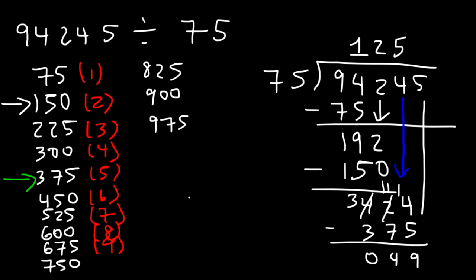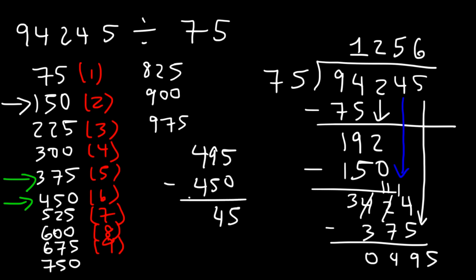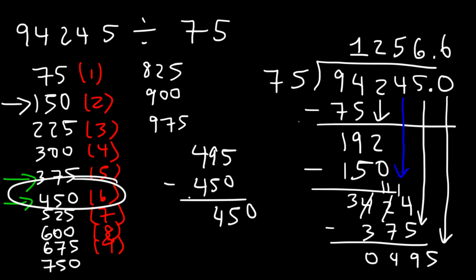Now let's bring down the 5. How many times does 75 go into 495? It goes into it at least 6 times. And so it's going to be 495 minus 450, which is 45. Now, 75 does not go into 45. So we got to bring down a 0. 75 goes into 450 6 times. So the answer is going to be 1256.6. That's the solution.